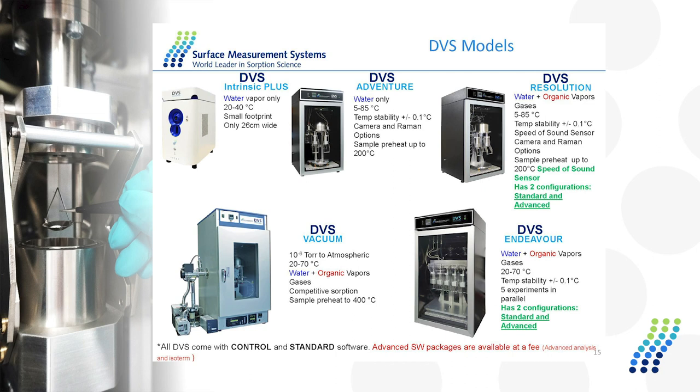How many samples can be loaded for each experiment? So for most of the systems here, with the flow system and the vacuum system, we can only have one balance inside the system, but we also have a more advanced version. The Endeavor has 5 balances, so we can load 5 samples at one time, sharing the same methods. So this is a more effective way to run the experiment.